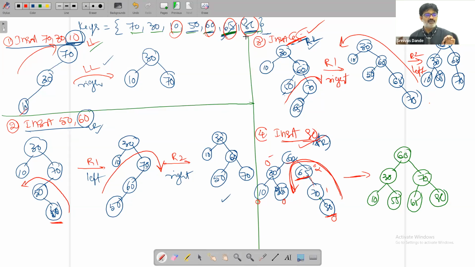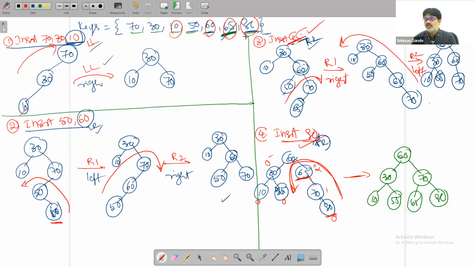I hope you have full clarity on AVL trees. Any doubts on this? AVL trees are self-balanced binary search trees. The main goal of AVL is to keep the height minimum, to keep the height log n instead of n. Because of that we do operations very fast. If the tree is unbalanced, it may take more time to perform your search, insert and delete operations.